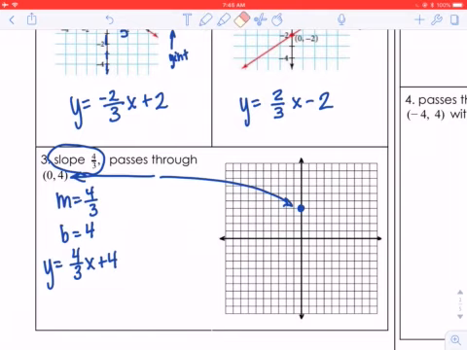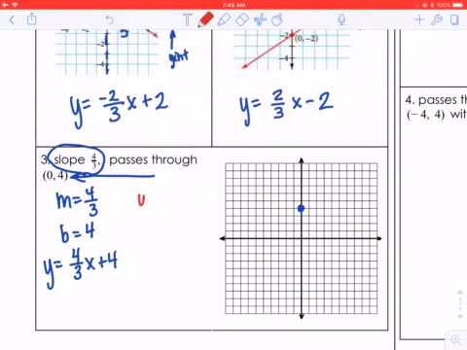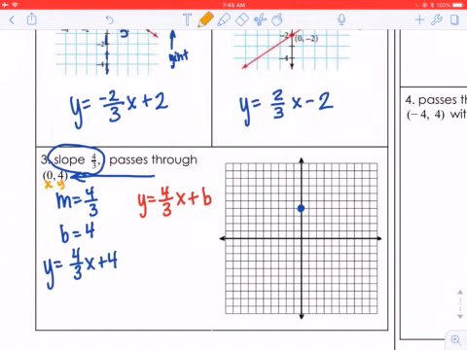If I didn't have a graph or didn't want to graph it, I could also do it in another way, which is to say, okay, I know y equals 4/3 x and I don't know what b is. But I do know that I have these points. I have x and y. So I can plug in 4 for y and 0 for x. And then I still have my 4/3 and my plus b. And then I'm going to solve for b.